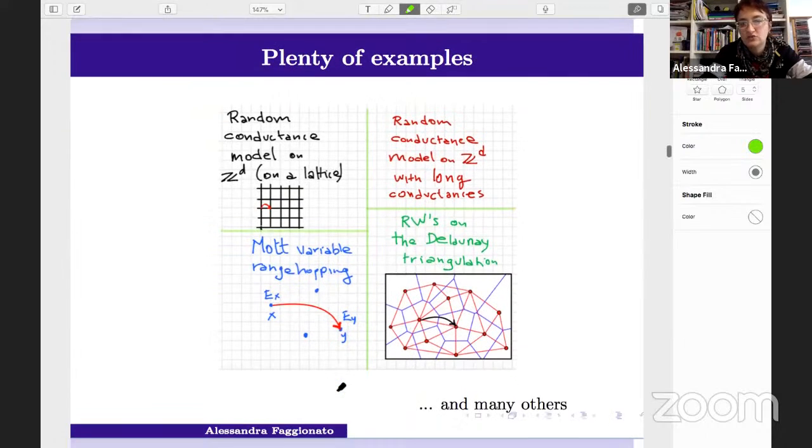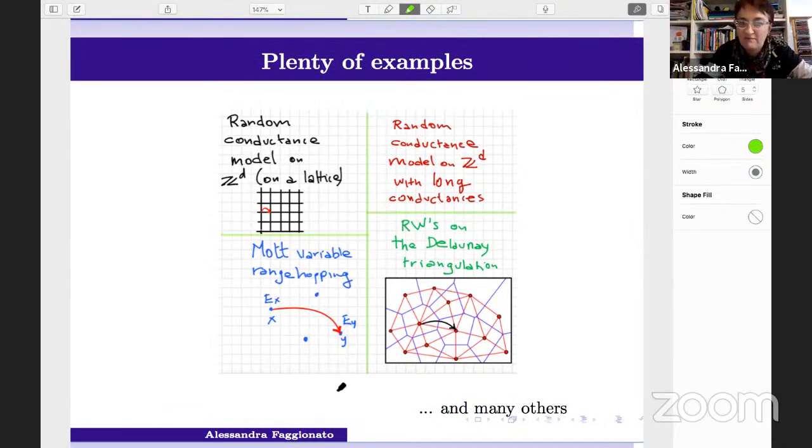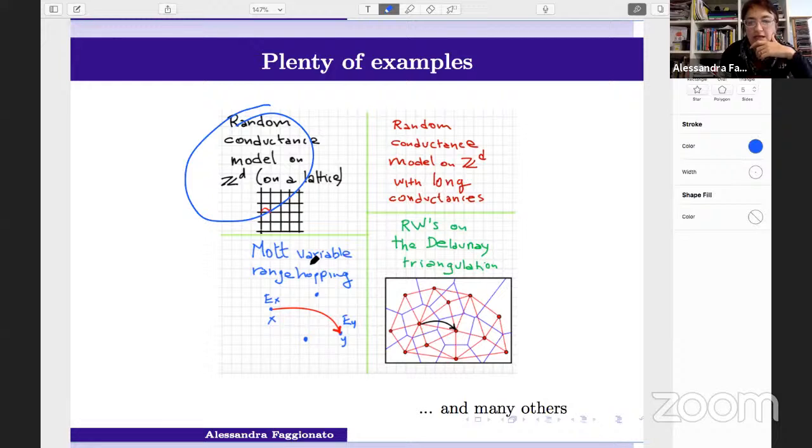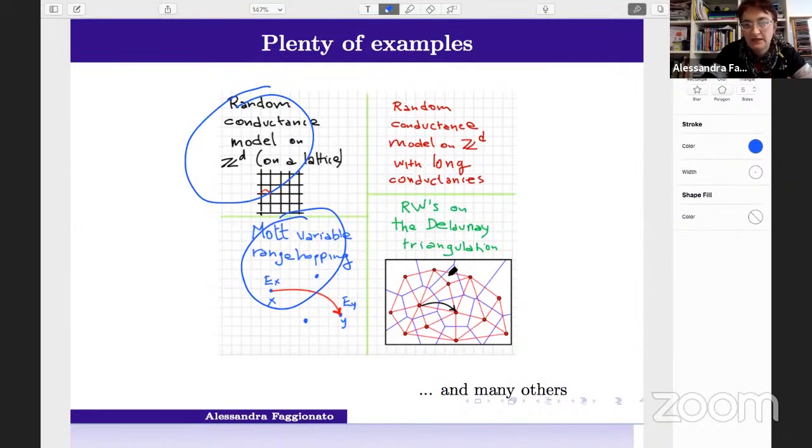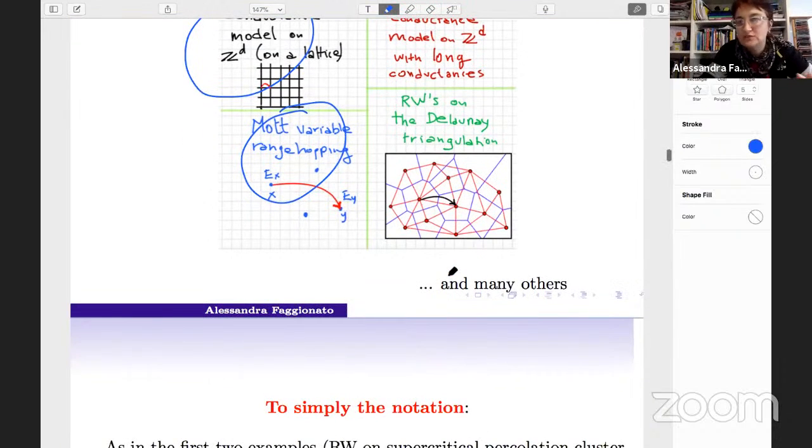And so as a consequence, this setting is very general. You have plenty of examples of random walks in random environment with this structure. For example, the random conductance model on Z^d or on a lattice, the random conductance model on Z^d with long conductances, okay? The multivariable range hopping, I will discuss it later. And also, for example, the random walk on the Delaunay triangulation. These are all examples, but there are many others, and they enter inside this formalism. So I don't see the chat, so if there is some question, please let me know.